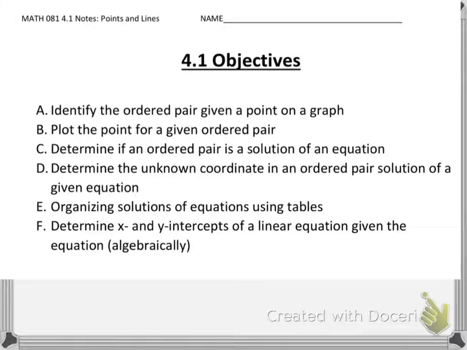This is a Math 081 video, Chapter 4, Section 1, Points and Lines. In this series of videos, we will learn how to identify the ordered pair given a point on a graph. We will learn how to plot the point for a given ordered pair. We will determine if an ordered pair is a solution of an equation. We will determine the unknown coordinate in an ordered pair solution of a given equation. We will organize solutions of equations using tables. And lastly, we will learn how to determine x and y intercepts of a linear equation given the equation. So let's get started.